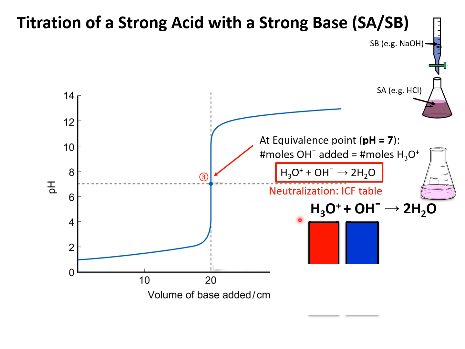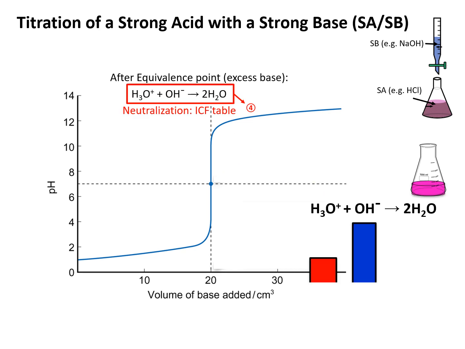Now, this will proceed as a neutralization reaction, and so all of the OH- that we add will react with all of the H3O+ that was originally present in our sample, producing water. So in other words, all of our H3O+ and all of our OH- are converted to water. And since the pH of pure water is 7, the pH at our equivalence point is pH 7, as we see here.